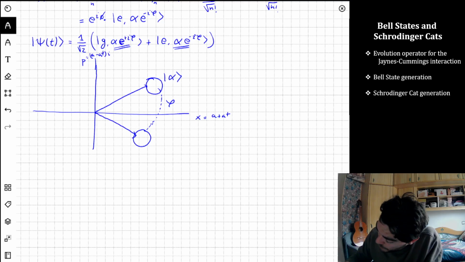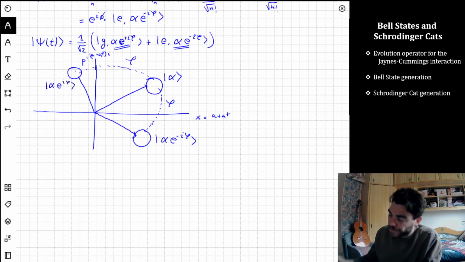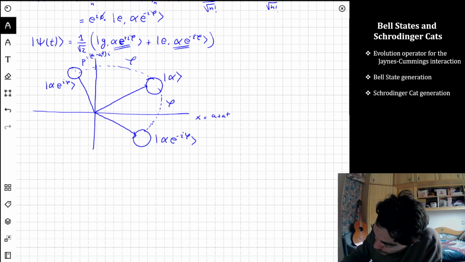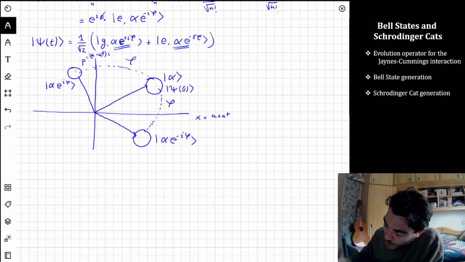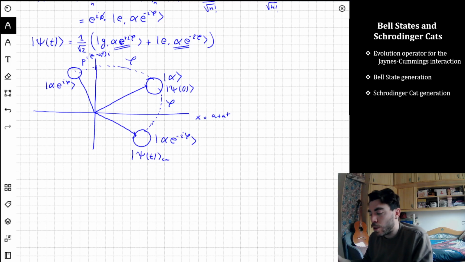This state here is actually alpha e to the minus i psi, and exactly with the same angle psi, this state here is alpha e to the i psi, right? Okay. And now what we have is, this is the initial state if you only look at the cavity, but when you look at the cavity after the interaction at time t, what one has is this state of the cavity. It's a quantum superposition between these two states.